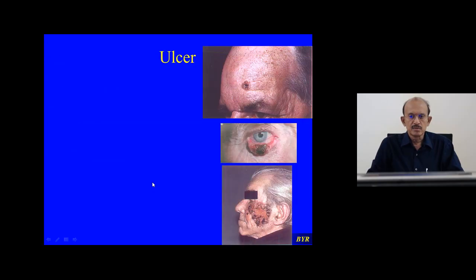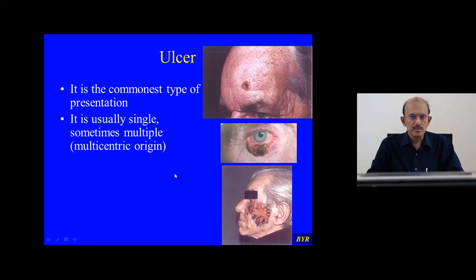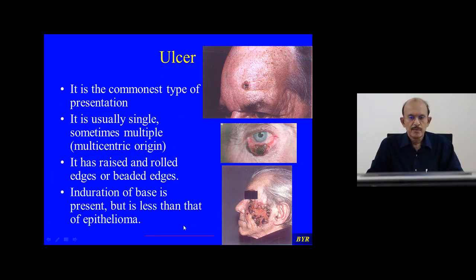Site already I told you. Ulcer type. It is a common type of presentation. It is usually single, sometimes multiple. It has raised, rolled edges or beaded edges. You can see here, it has a raised, rolled edge. If you look here, this ulcer has multiple bead-like appearances on the edges. So the edges may be beaded. Induration of the base is present but is less than that of epithelioma.